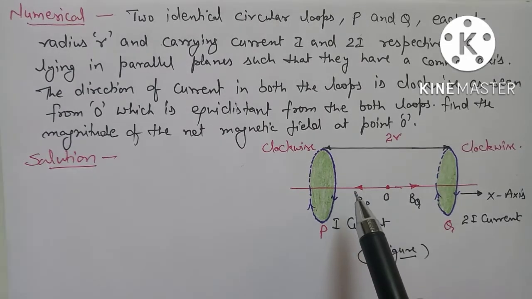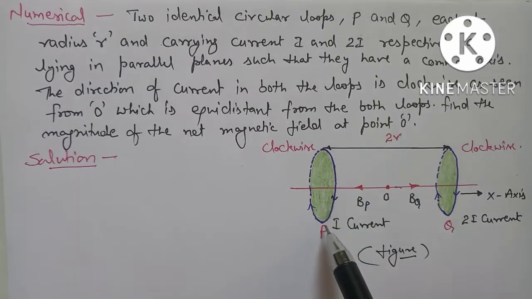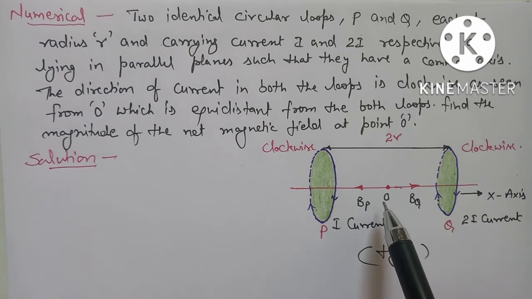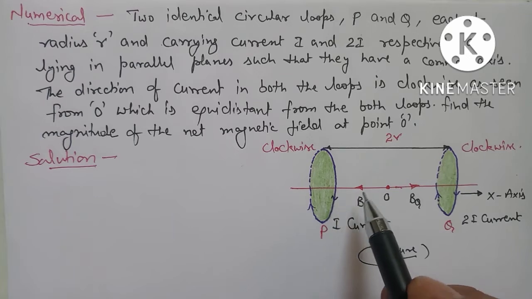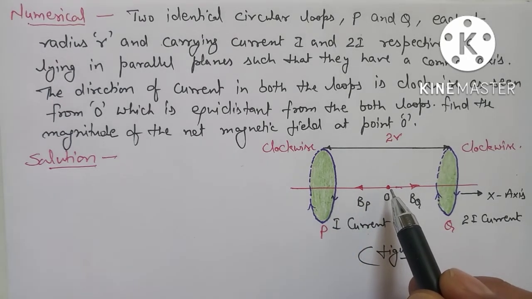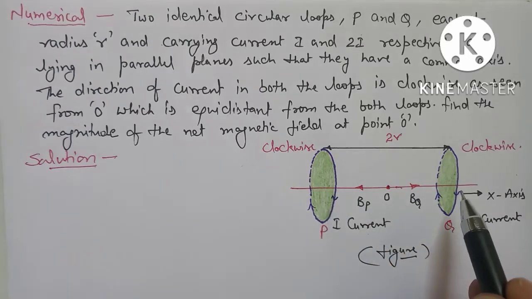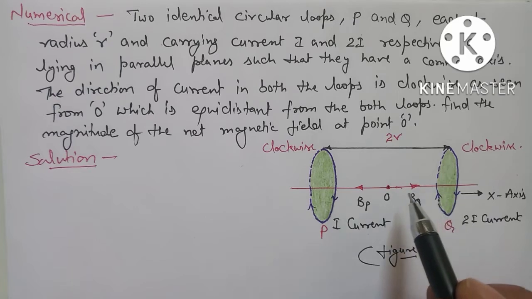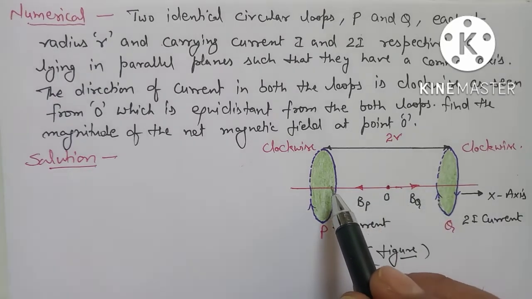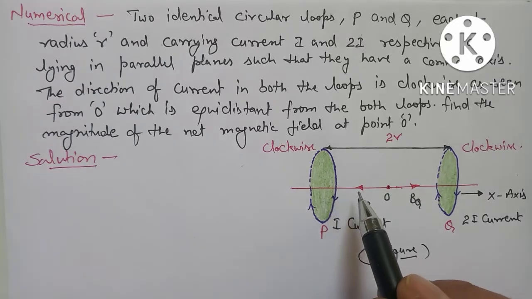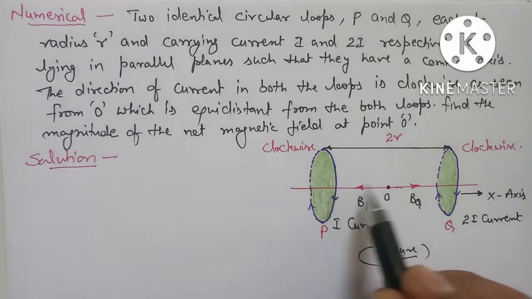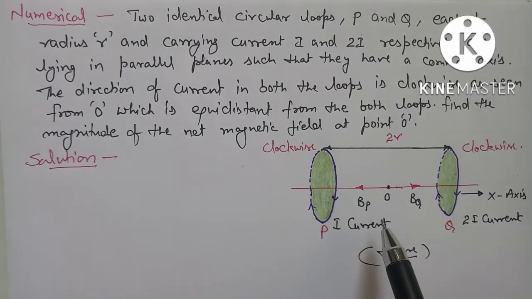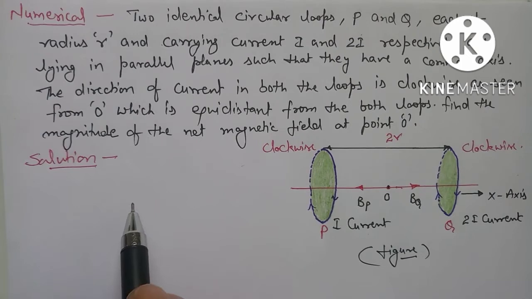In this problem, we are given two identical circular loops P and Q, and the radius of both loops is R. O is the point which is equidistant from loops P and Q. Now, we are going to calculate the magnitude of the net magnetic field at point O due to both loops. So let's go ahead with the solution.